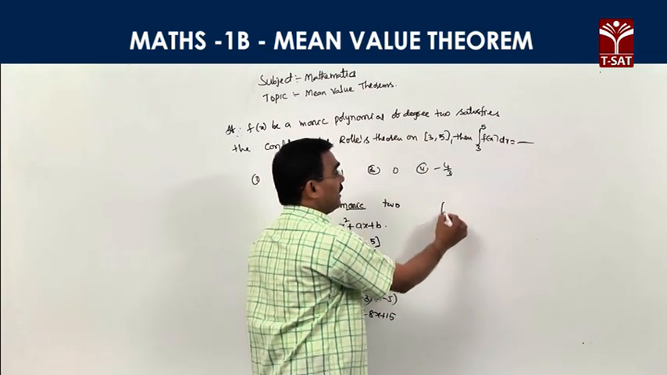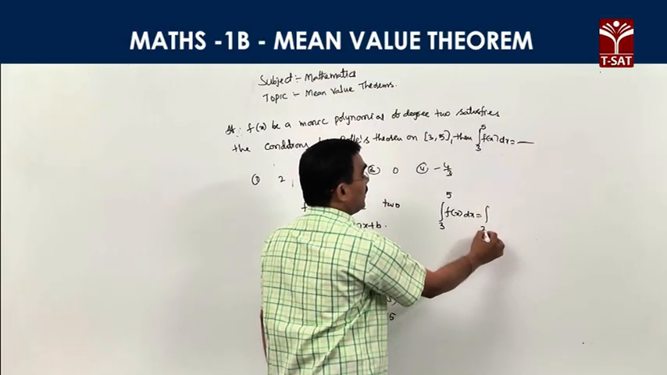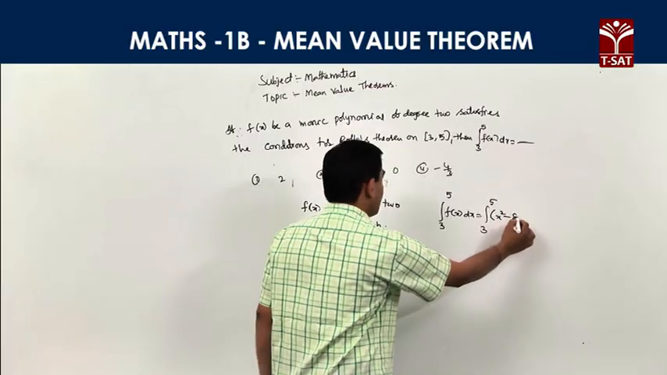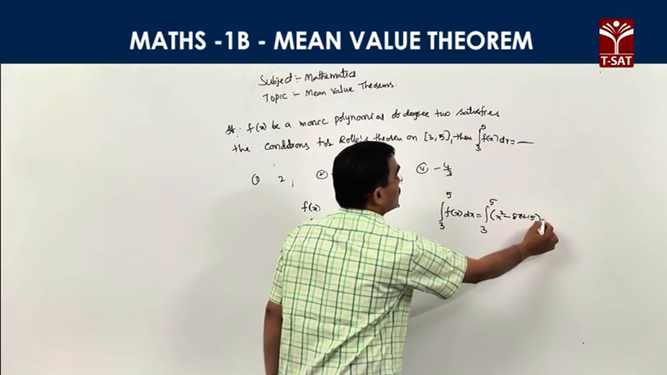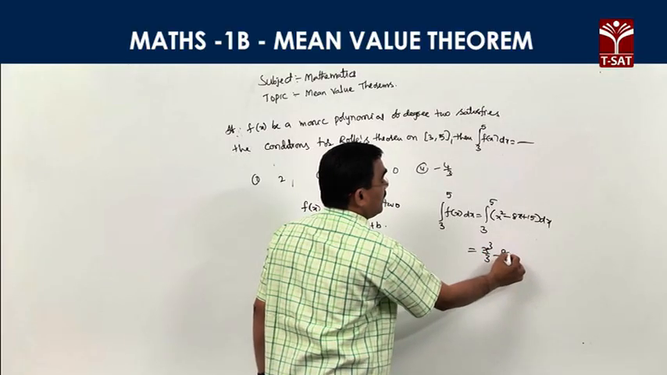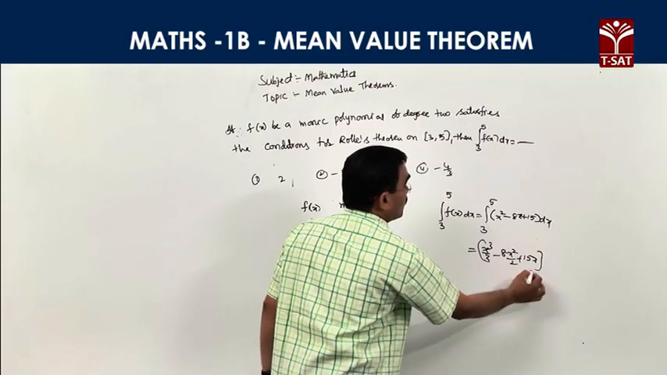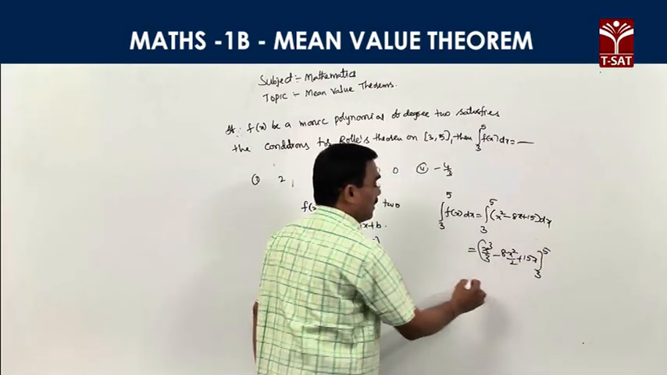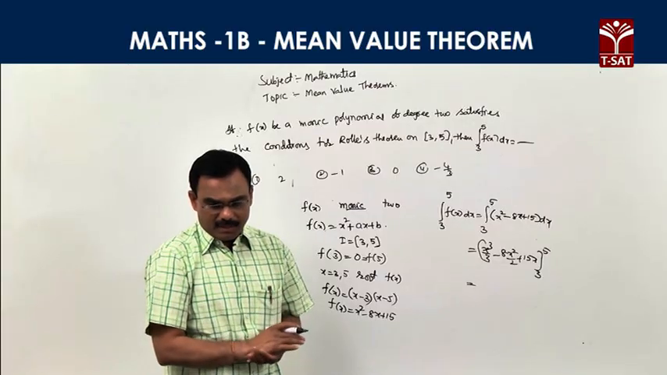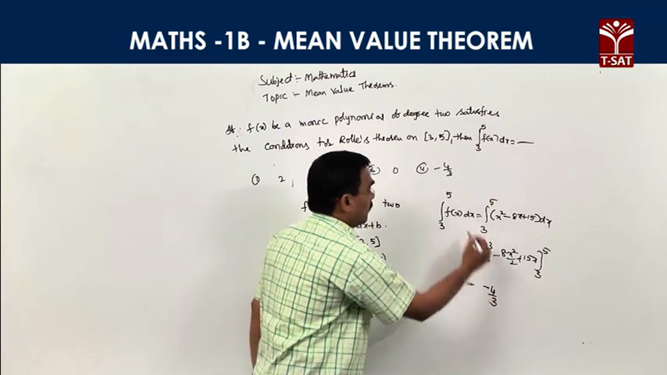What is asked? The integral from 3 to 5 of f(x) dx. So f(x) is x² - 8x + 15, and we integrate it dx. The integration is x³/3 - 8x²/2 + 15x within the limits 3 to 5. Applying the limits 3 to 5, the answer is -4/3.